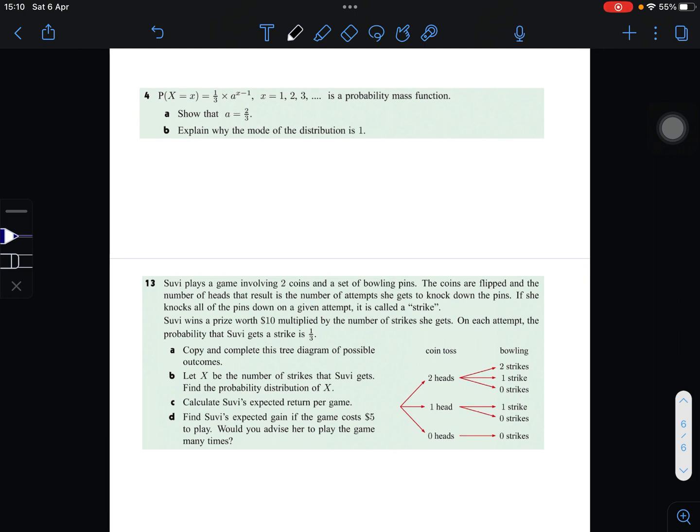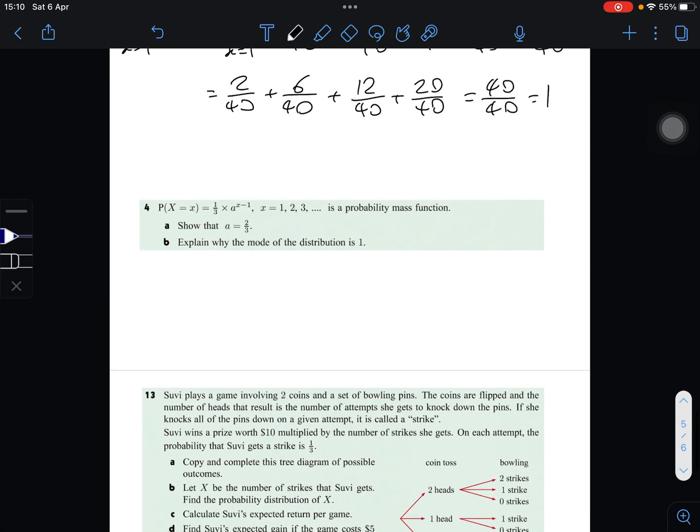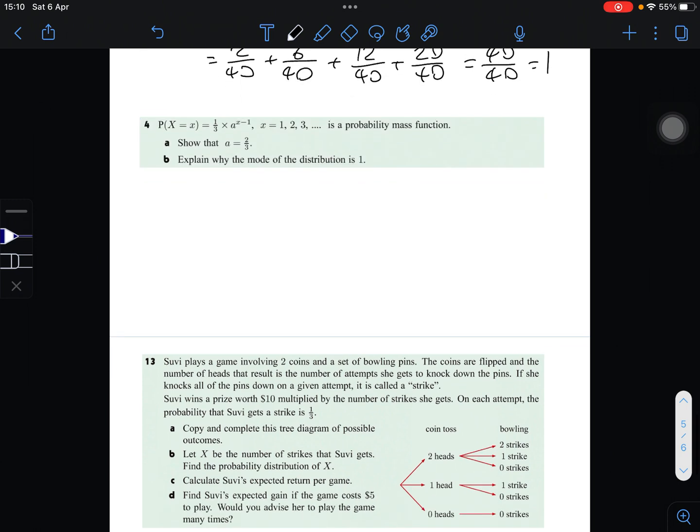Question 4 on that review set 20 part B is P of X equals that, where this is a probability mass function. I remember I just saw that one actually, and I remember why I pulled it off. The reason I pulled this one off is because you're going to use a bit of geometric sequencing, I think, to show that. Because in the same way, we know that the sum of P of X equals X, in this case, has to equal 1.